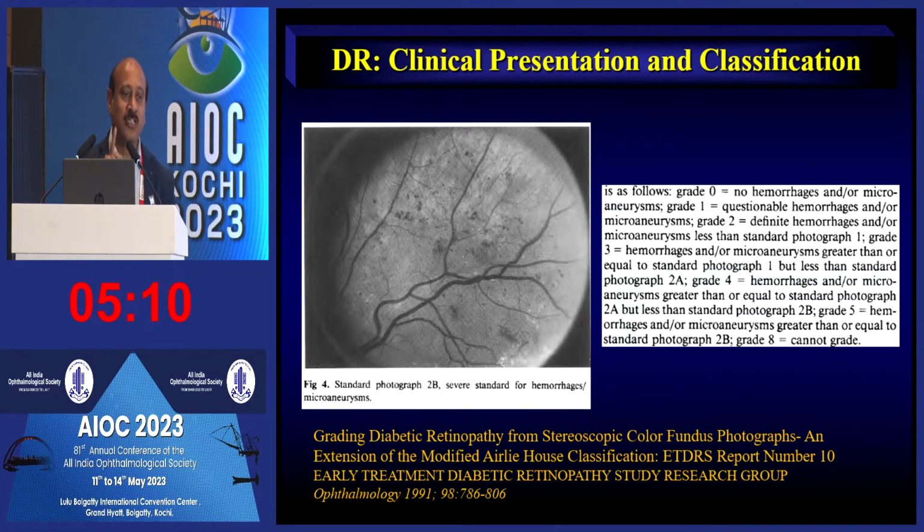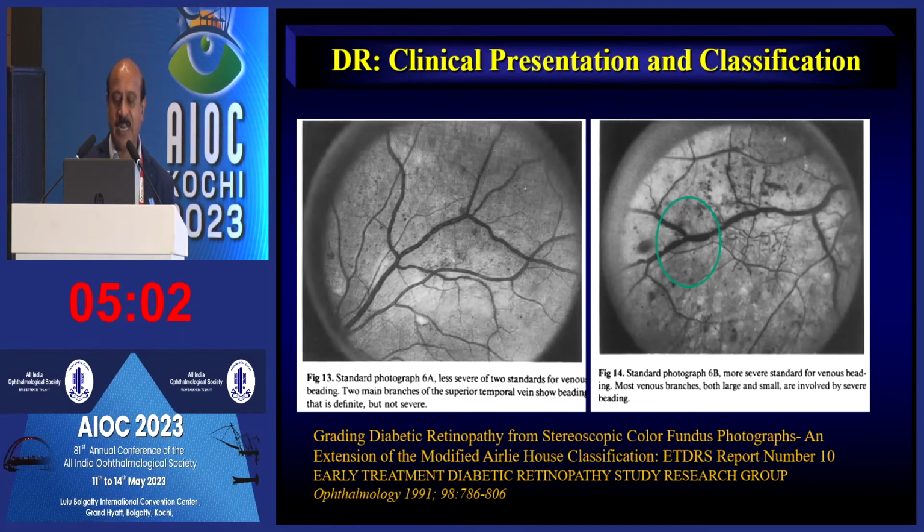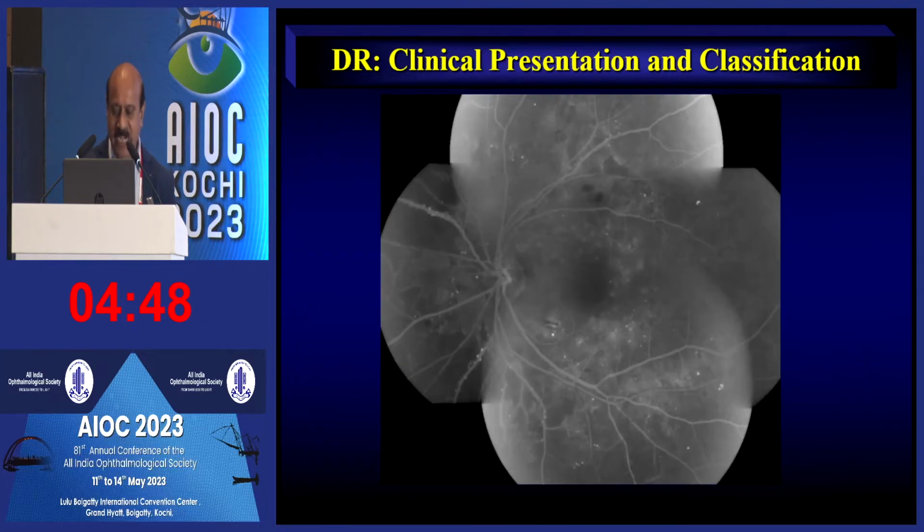If it is crossing 20, anyone can count more than 20, you can easily count, and you say this is a severe retinal hemorrhage. And this is another sign which you should always look for, venous bleeding. Early venous bleeding is very mild and it can be easily missed. You should identify that. So you can see the venous bleeding on the nasal side, especially in two quadrants.